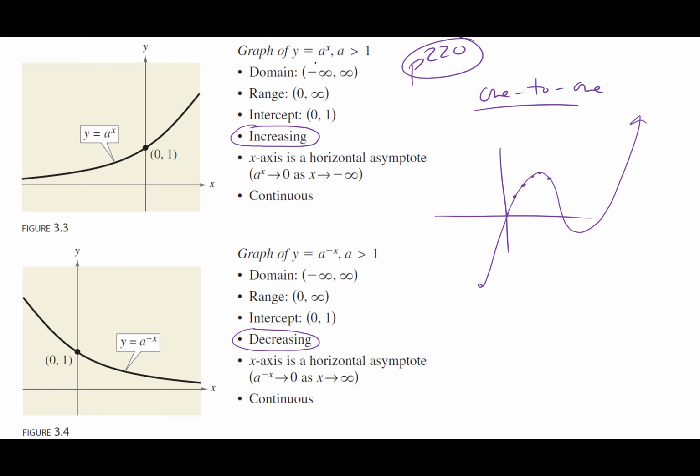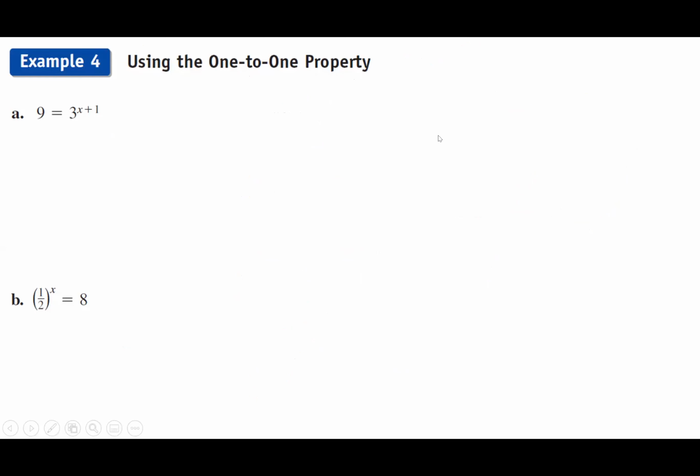But let's go real quick here to solving equations first. So let's jump to this one here. So example 4 says, notice that this is a one-to-one property. That's okay, but can you solve these equations?